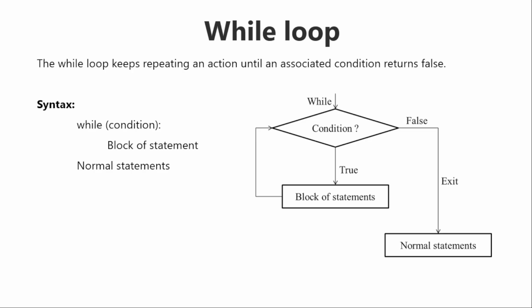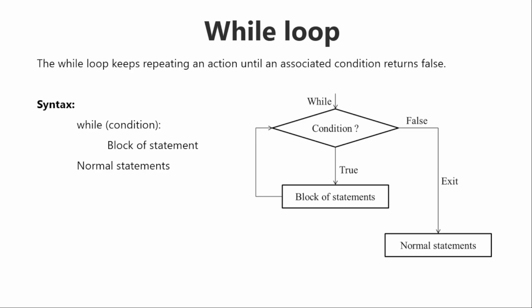The while loop keeps repeating an action until an associated condition returns false. So in the while loop, the loop keeps on iterating until a condition returns false. So that's the exact description of the while loop.